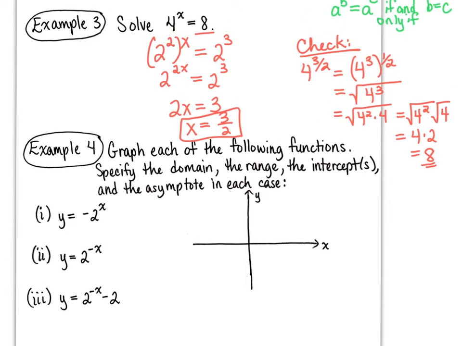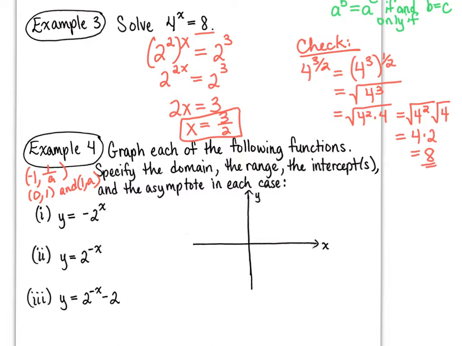Okay, now let's graph each of the following functions and specify the domain, the range, the intercepts, and the asymptote in each case. Would you like me to go through the first one with you? Okay, so we remember with the graphs of these functions, what are 3 points on the graphs of exponential functions? Talk a little bit louder. And 1a. Good. So those are 3 points that are always on the graph.